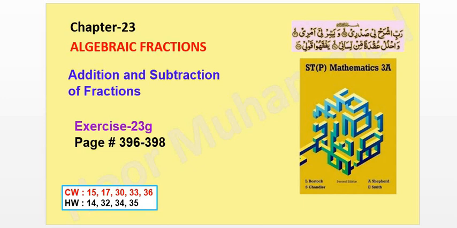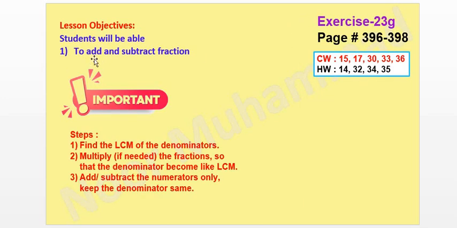Exercise 23G. Our main objective is how we can add or subtract fractions, and these are the steps that we are going to follow. First of all, we will find the LCM of the denominators. Then we will make both fractions, or all three fractions, have denominators that look like the LCM by multiplying both the numerator and denominator by the same number. Then we will add or subtract only the numerators and keep the denominator the same.